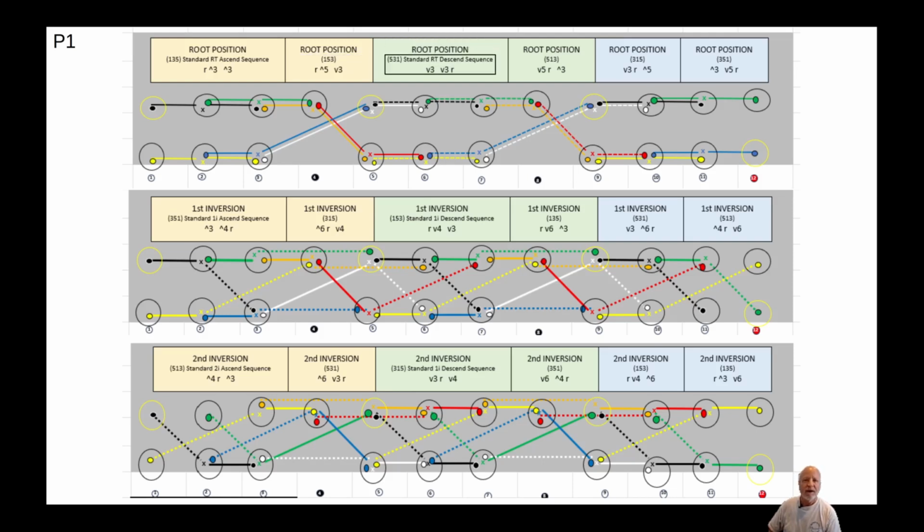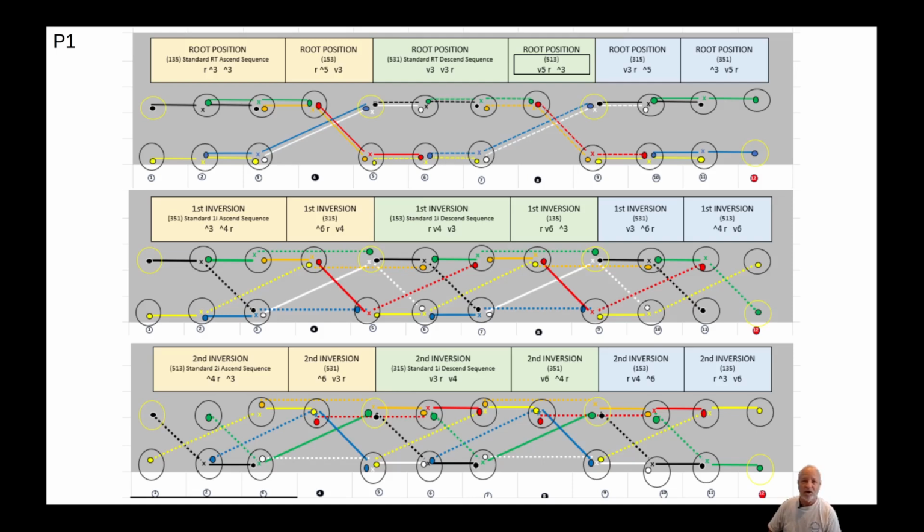Okay, now we're going to do the descending. So this is 5, 3, 1. So that's the standard root triad descending sequence, where we start out on the 5, we go down a third, then we go down a third, and then we're at the root. So we're 5, 3, 1.